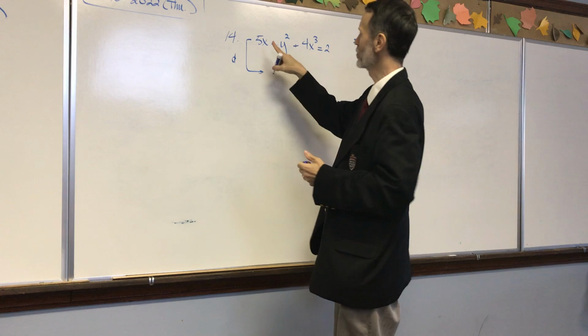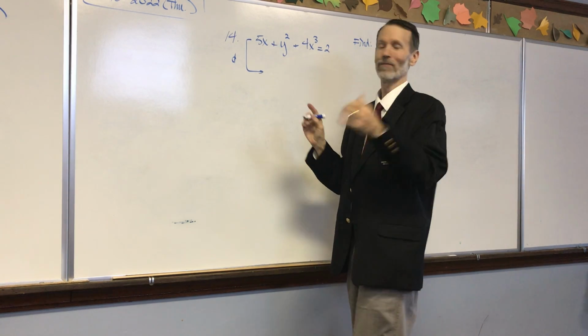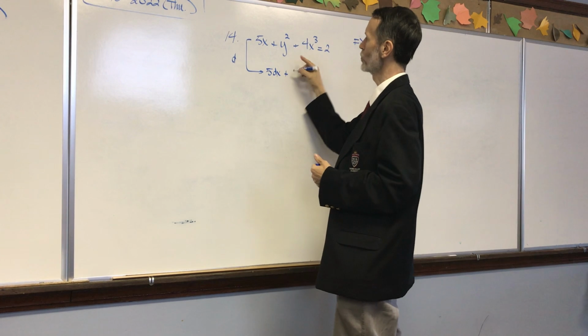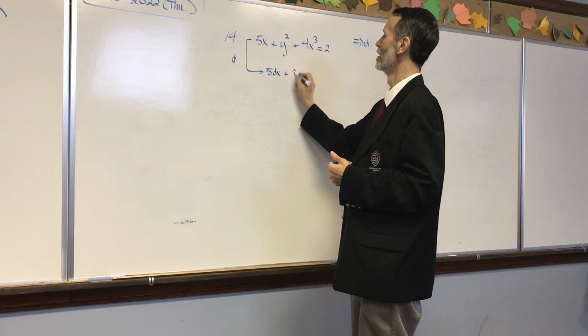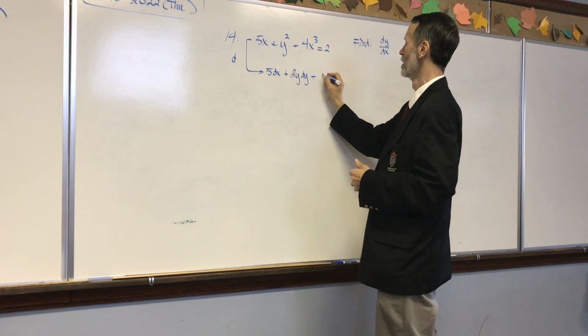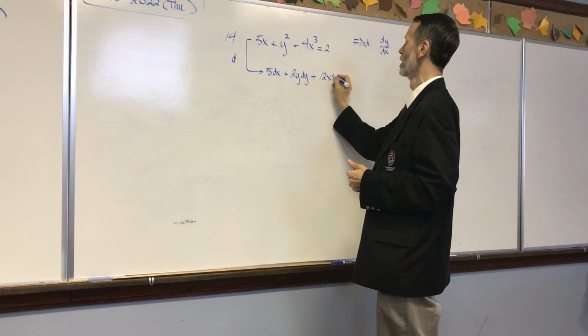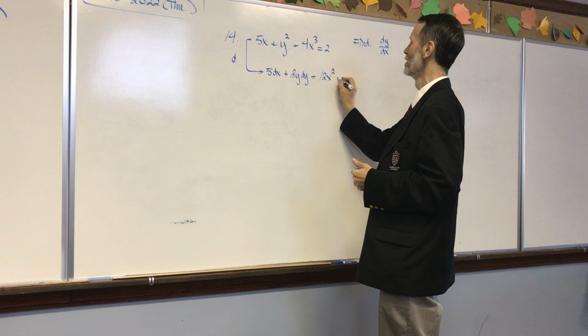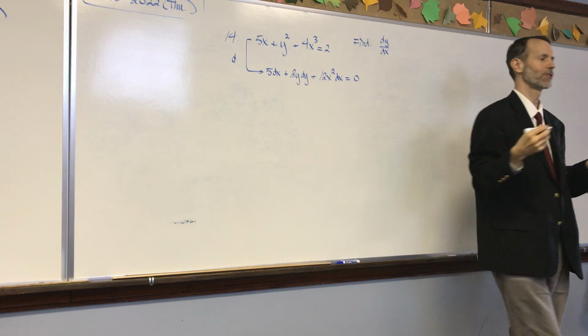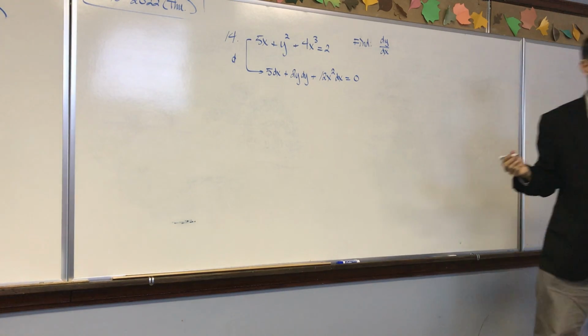So you tell me, what's the derivative of 5x? 5. Okay, 5, and then followed by? Dx. Good, dx. Plus what? 2y dy. Very good, dy plus? 12x squared. Good. Dx. Dx equals what? 0. Very good. The derivative of 2 is 0, it just disappears. Okay.